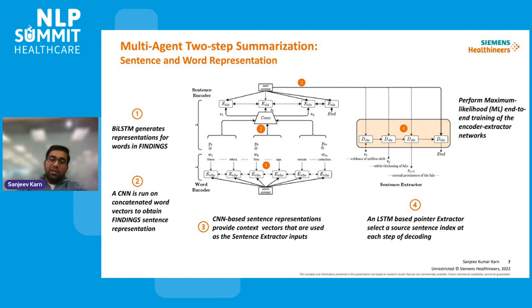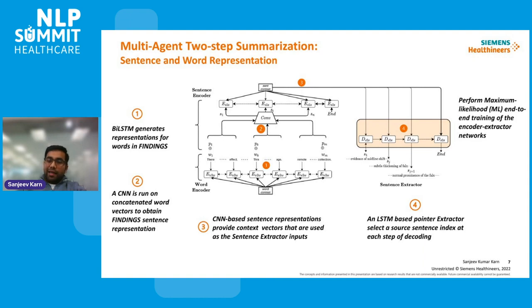So first we run a bidirectional LSTM on the words in a report, and then we get the representation for it. And we have a convolutional neural network that takes the word embedding and position embedding and generates the intermediate sentence representation. This sentence representation is passed as an input to another bidirectional LSTM. This LSTM then generates the sentence representation.